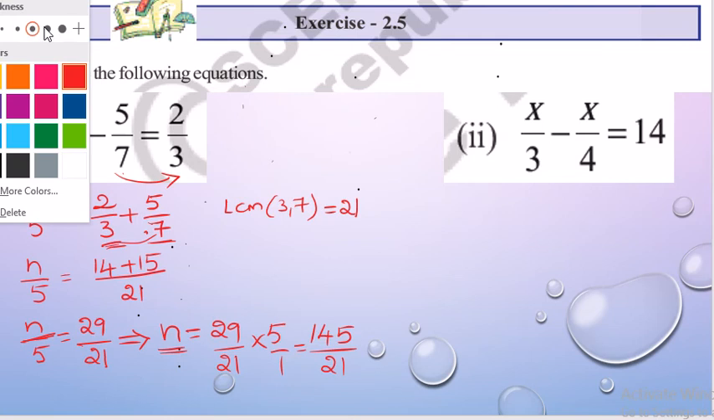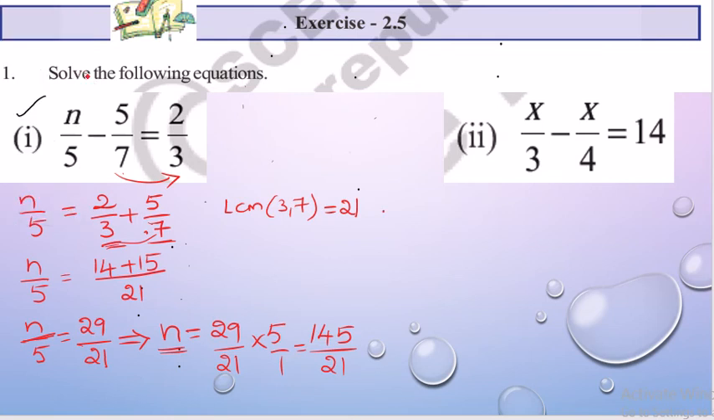Now let us see one more question. x by 3 minus x by 4 is equal to 14. If you observe, these two denominators are different. When denominators are different, we need to take the LCM of those two numbers. What is the LCM of 3 and 4? Since both have 1 as the common factor, their product is the LCM. Then LCM is equal to 12.